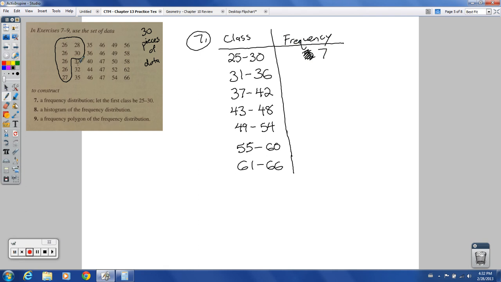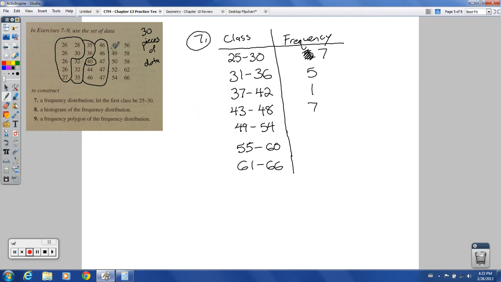This next one, you've got 31 to 36. That's going to be all these right there. So there's going to be 5 in that range. Here we have 37 to 42. Looks like just 40 falls in that range, so that's just 1. And then next up you've got 43 to 48. That's going to include all of those, so that's 1, 2, and then 5 more, that's 7.